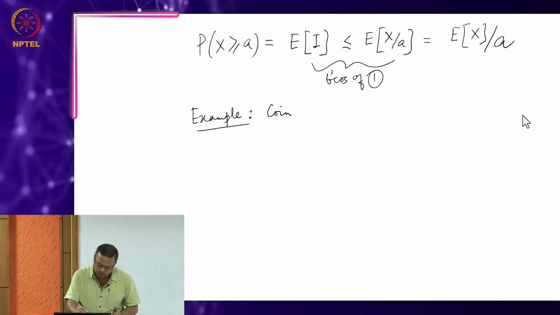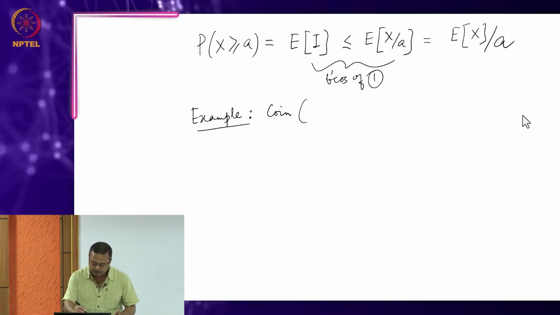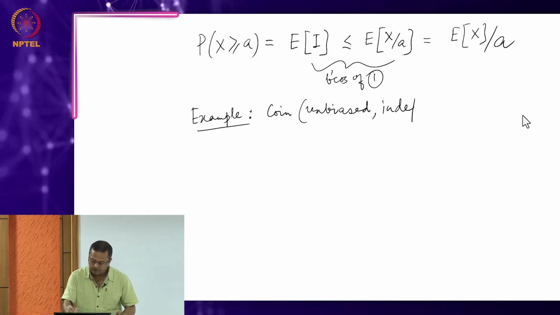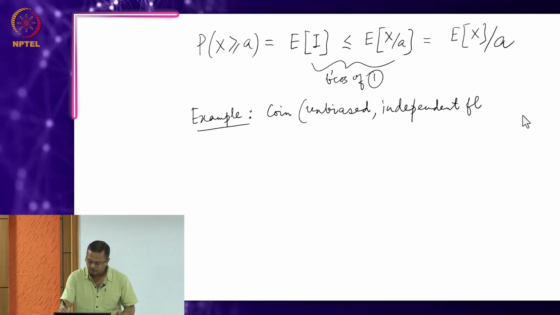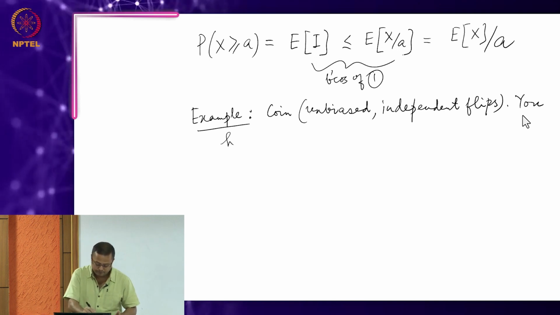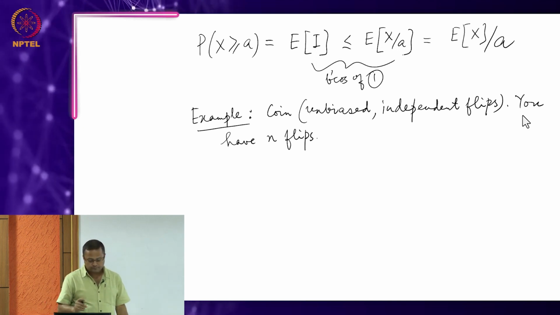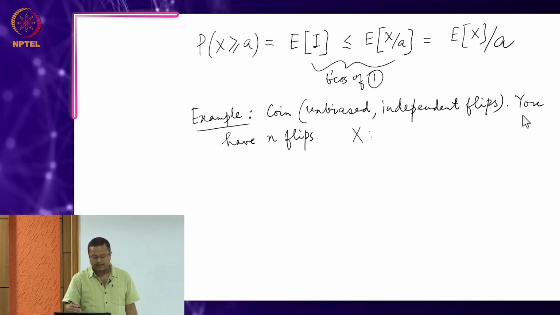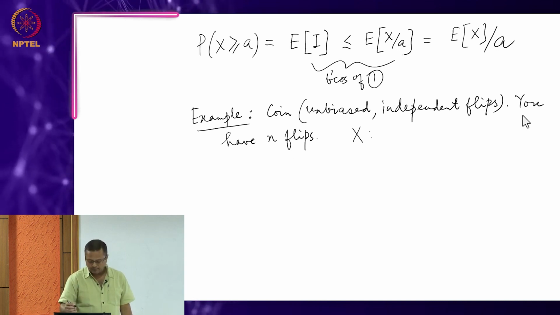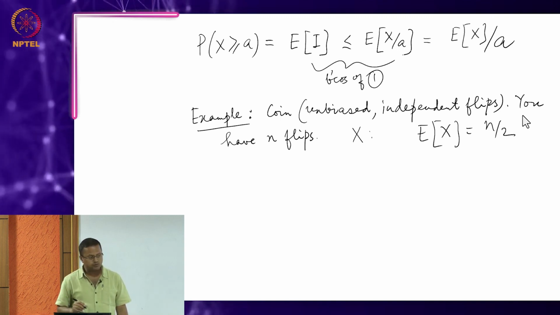So, coin, unbiased, independent flips, you have n flips. So, if x is the random variable that counts the number of heads, then you know that your expectation is n by 2.